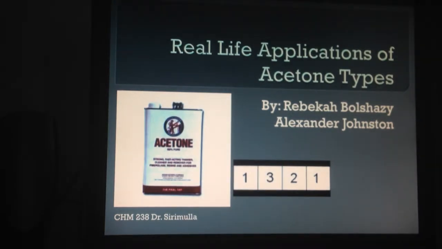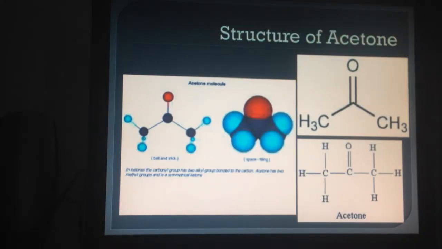Real-life application of acetone types by Rebecca Balshazy and Alexander Johnston. This is the structure of acetone. As you can see, it is a ketone because it has a double bond to an O with two methyl groups coming off of it.